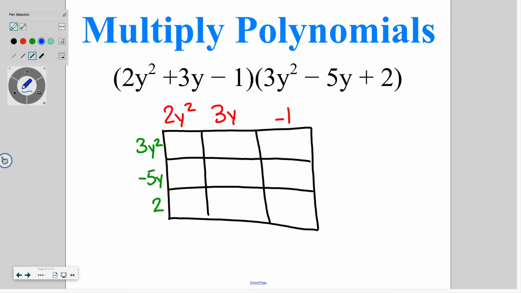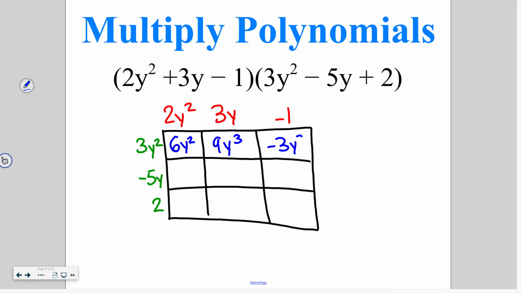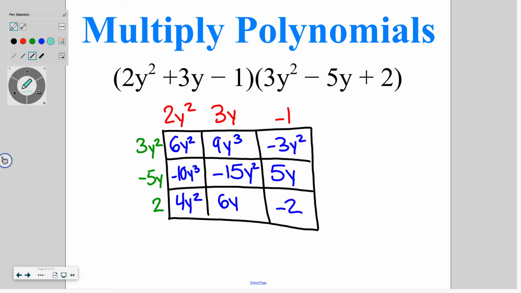And when I multiply those out, I'm going to get 6y to the 4th, 9y cubed, negative 3y squared, negative 10y cubed, negative 15y squared, negative 15y. Then I've got negative 1 times negative 5, which is positive 5y, 4y squared, 6y, and negative 2. So now I need to do the final step of going through to find like terms.